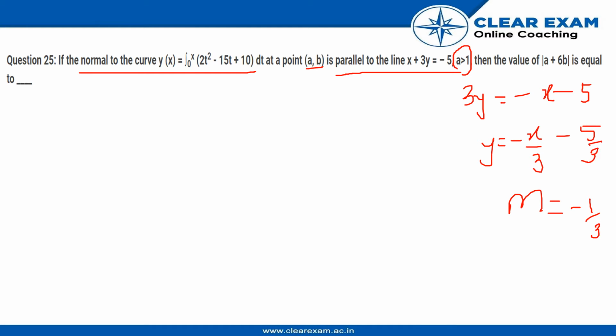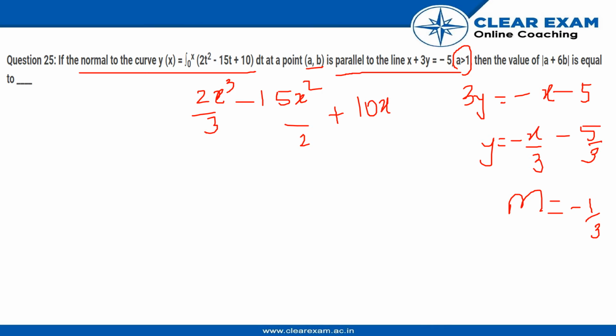Now we have a normal over here, and we have a curve over here. What we will do is integrate it and get the value of y of x as 2x cube by 3, correct, minus 15x square by 2 plus 10x, correct. This is the curve that we get after integration and putting in the values. Now we get this curve as y of x.